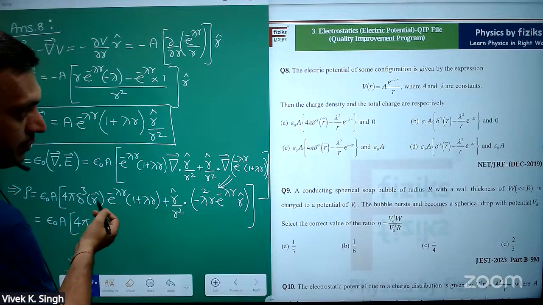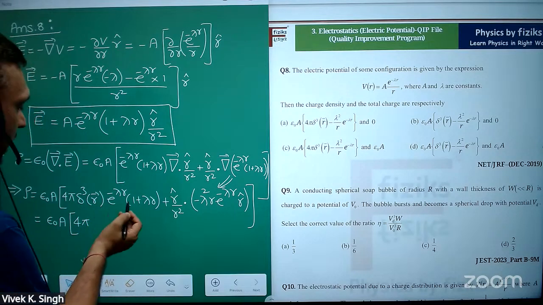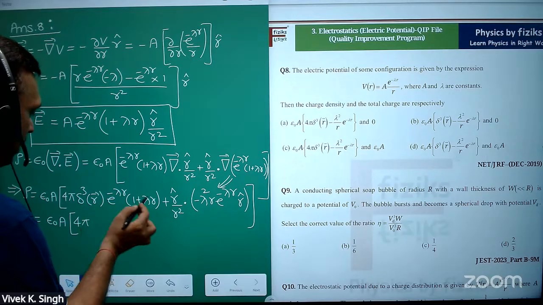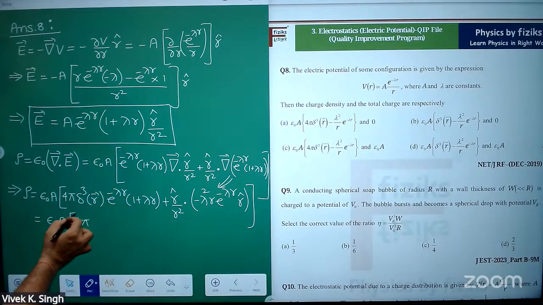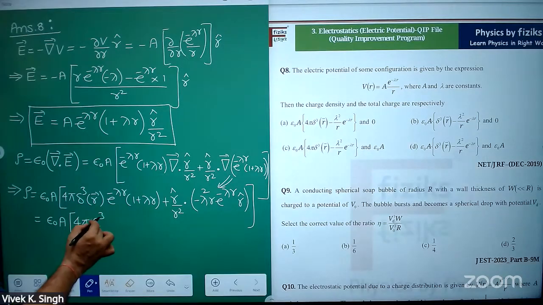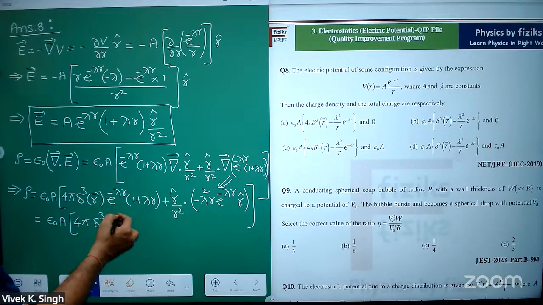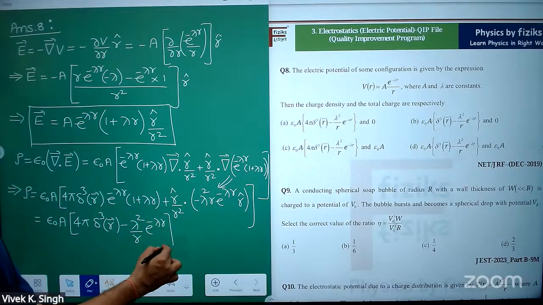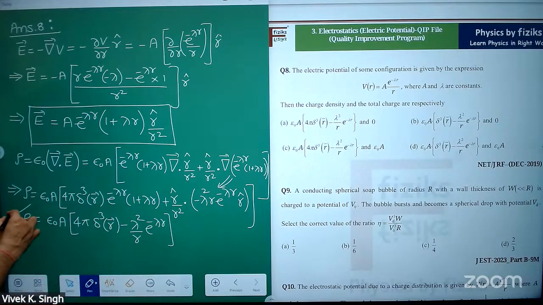Because the delta function is defined at r equal to 0 only, we can put r equal to 0 here. If you put r equal to 0, this value will be 1. So that's why I am writing here only 4 pi Dirac delta function. For charge density, I am taking this value to be 1 because when you put r equal to 0, this will be 1. And this is minus lambda square by r, exponential minus lambda r. So this will be the charge density.